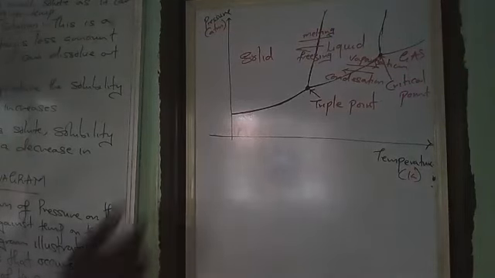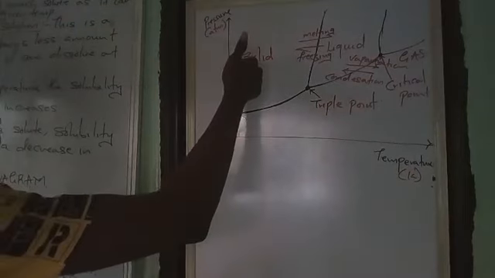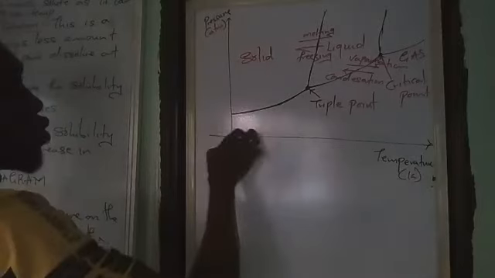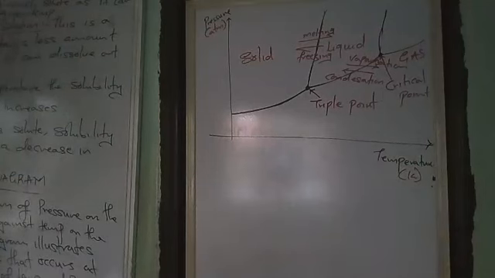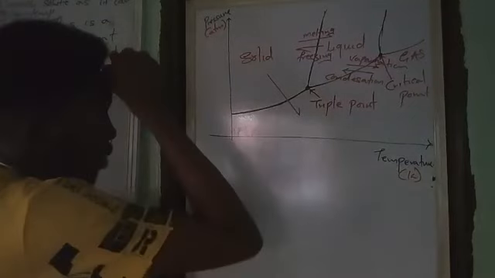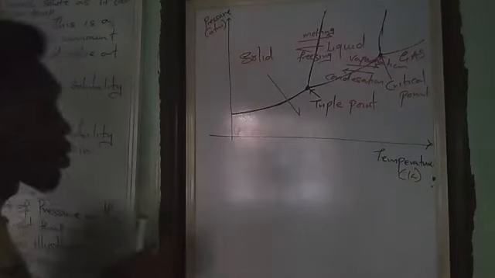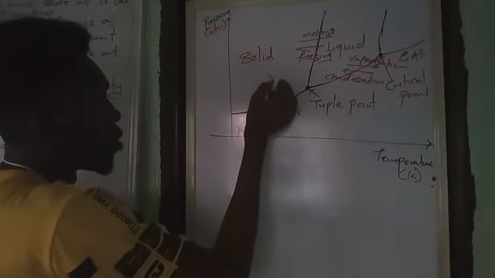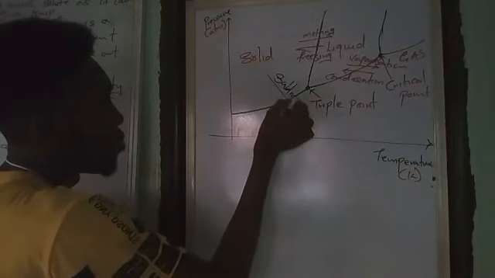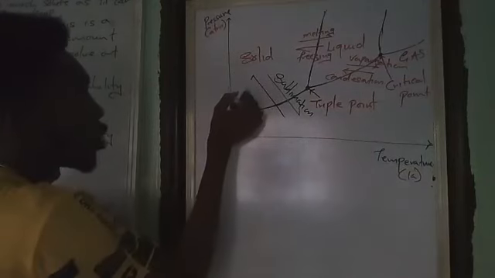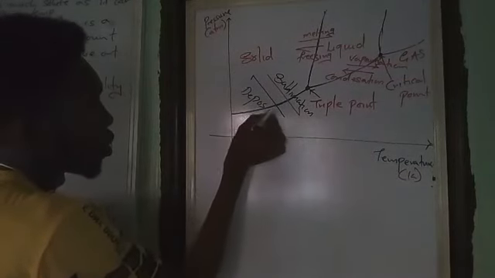Now this point here: if you look at it, when it turns directly from solid to gas, because the whole of this region here is gas. You get the solid, liquid, and the gas here. That point where it turns from here to here is called your sublimation boundary. When a solid turns directly to a gas, we call it sublimation. And when it turns from gas to solid, we call it deposition.